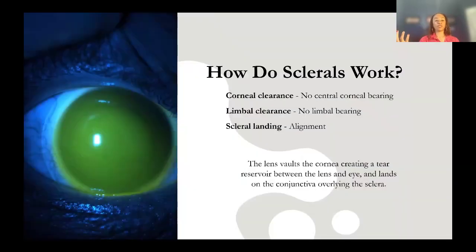So how do sclerals work? Why do they work in this particular scenario? So sclerals are designed to land on the sclera. That's why they're called sclerals. And they vault and clear the cornea and the limbus. So we're not in contact with the corneal surface at all. So that's why they're so comfortable. And that's why they create a great visual for the patient.